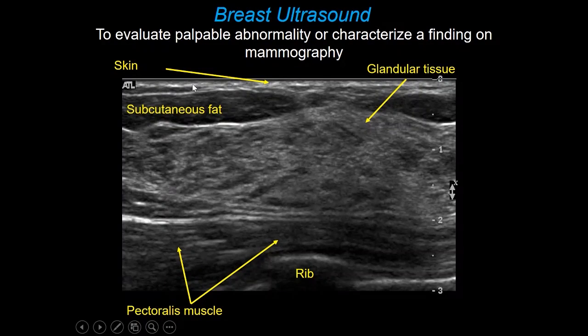So you can see this echogenic line here is the skin surface. Underneath the skin is the subcutaneous fat. Then you have more echogenic heterogeneous glandular breast tissue. You will then more posteriorly see the striations of the pectoralis muscle, and beneath the muscle you will see the ribs.